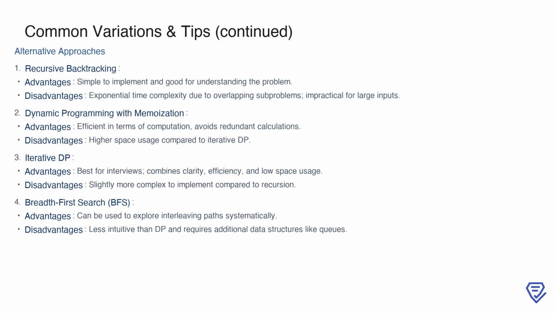Iterative DP is often the best choice for interviews, offering a balance of clarity, efficiency, and lower space usage. However, it may require more effort to implement compared to recursion. Lastly, a breadth-first search approach can systematically explore interleaving paths using a queue, though it tends to be less intuitive and requires additional data structures, making it less common in practice.